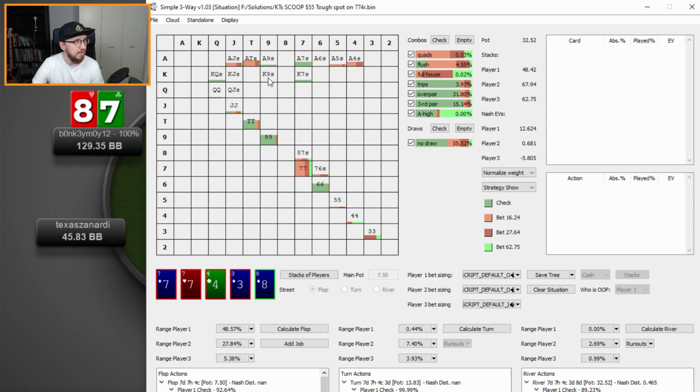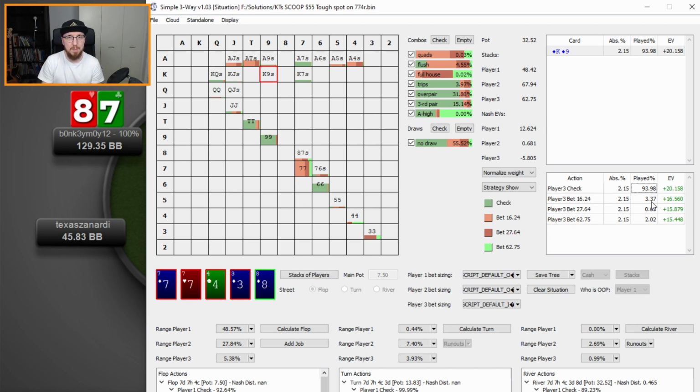But we might sometimes have King 9 of diamonds, so let's see what we're supposed to do with King 9 of diamonds. If we do land here, then we're supposed to check most of the time, and do a tiny bit of betting, a half pot, you know, 3% of the time. So already there are a lot of mistakes here, right?